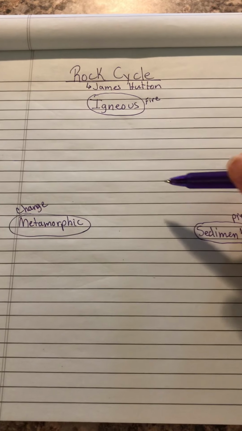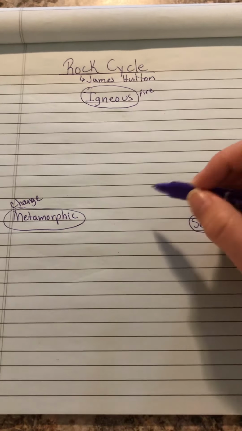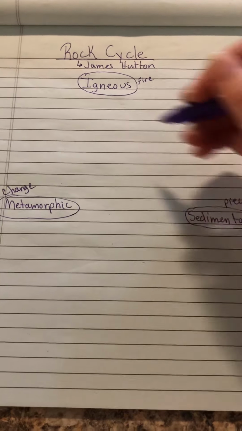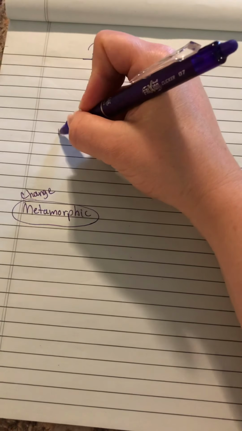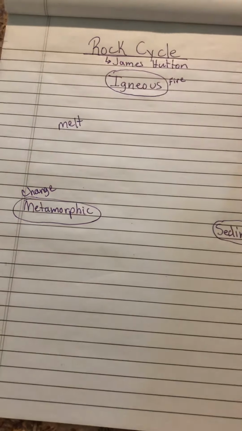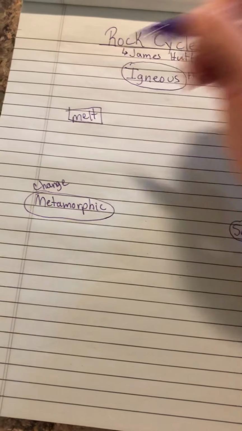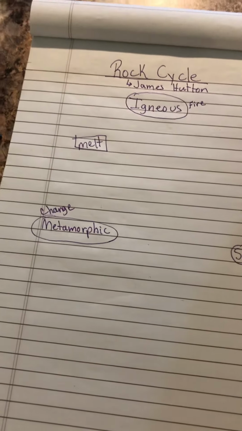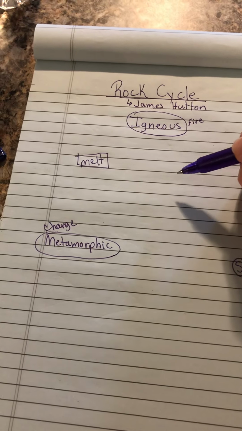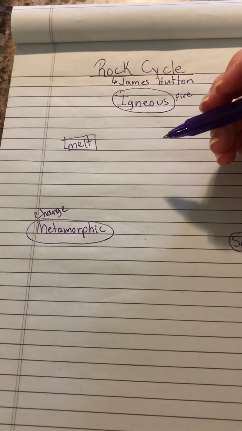I've got the 3 types of rocks. I am going to put some processes here real quickly. The first thing I'm going to write over here is the word melt, okay? I'm going to put that because in order for anything to get to an igneous rock, it's going to have to melt. It's going to become lava.